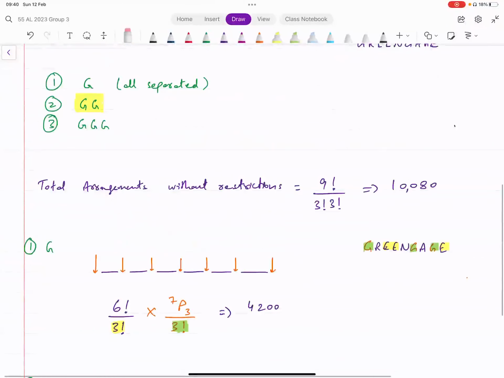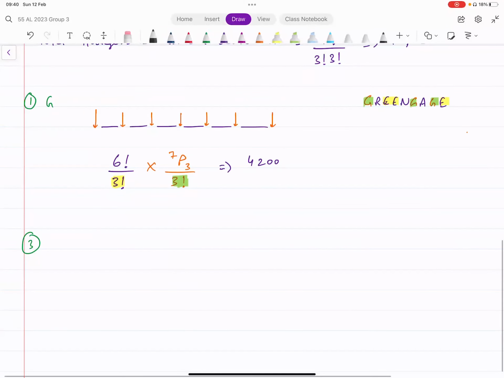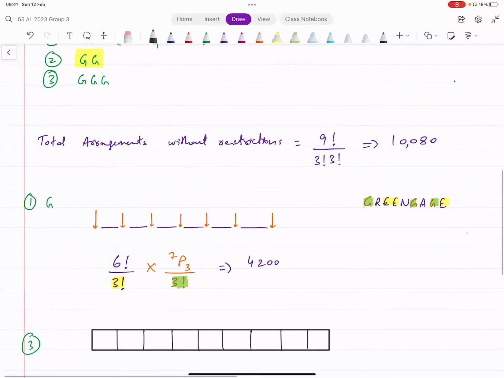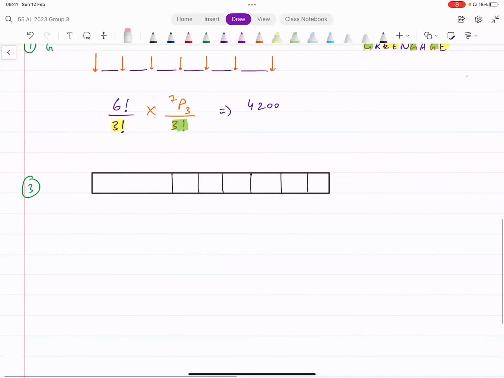Let's look at this third possibility where we want all G's to be together. Now, if all G's have to be together, उसकी तो simple representation होगी. Initially, we had 9 places. And now we want 3 G's to be together. For that, what we can do is we can merge 3 boxes and make them one. So we put 3 G's in one single box.